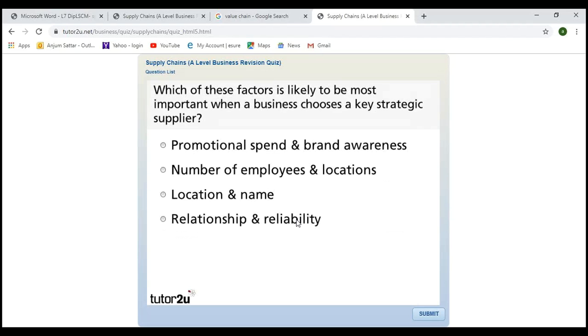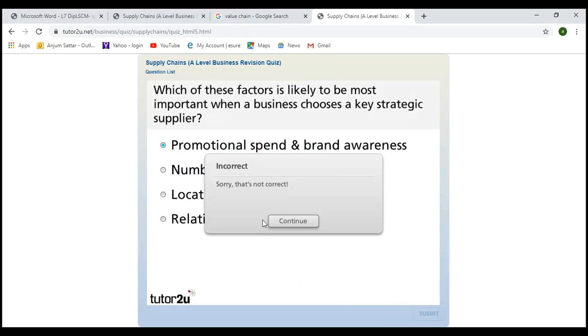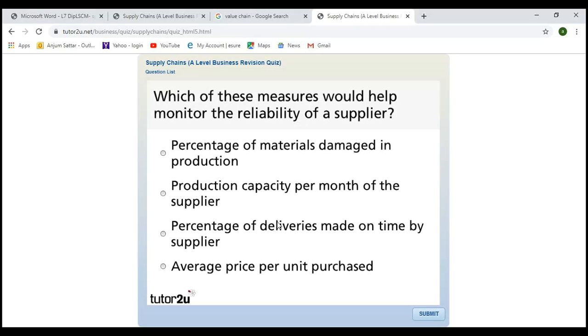Okay, so which of these factors is likely to be the most important when choosing a business's key strategic supplier? Relationship and reliability. I think promotional spend and brand awareness. Maybe the first one. I think the fourth one. Yes, so it should be the fourth one then.